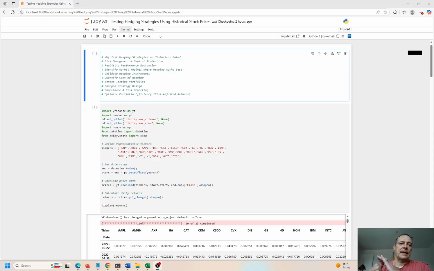So in the project today, I want to talk about how we can test hedging strategies and use historical stock prices to test a couple ideas that we have. Okay, so we want to do some validation of our ideas, right? To see how lucrative potentially these trading strategies can be, or maybe they're not lucrative at all, right? That's what we have to test for.